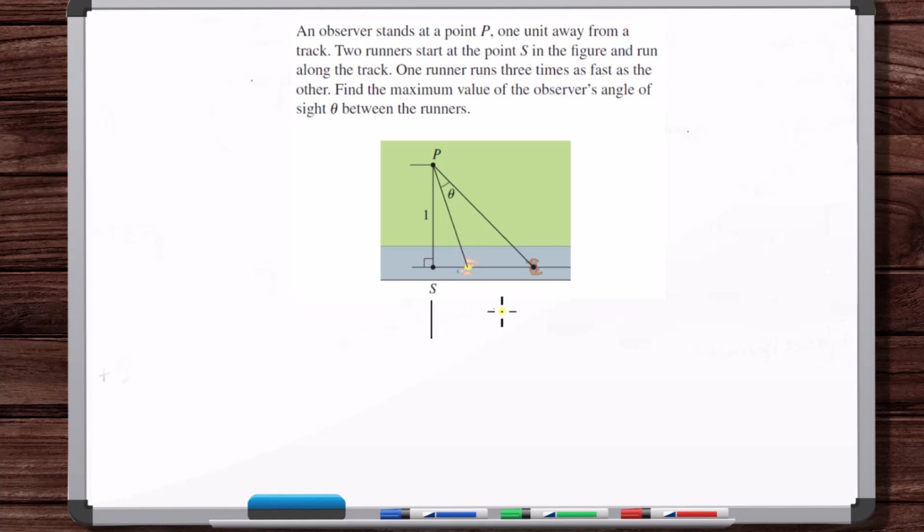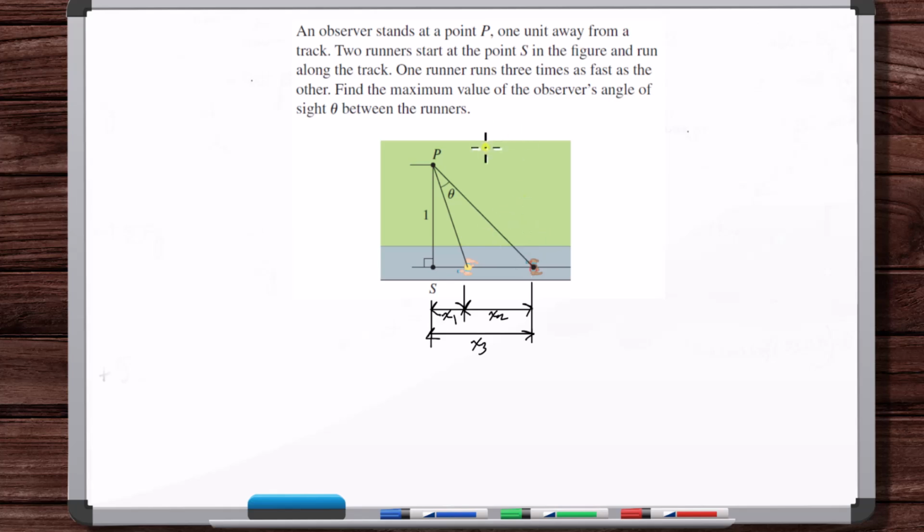So let's see. We've got this distance, this distance, and then you've got these two distances, and then you've got this distance here. Okay, so we'll say this is x1, this is x2, and this is x3.